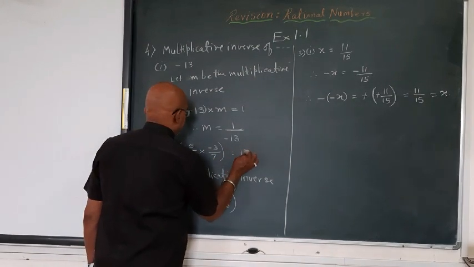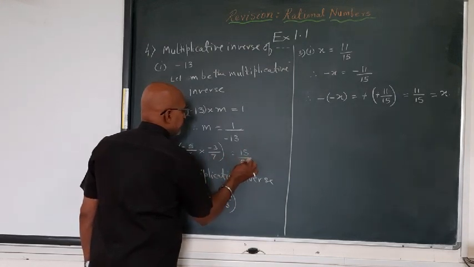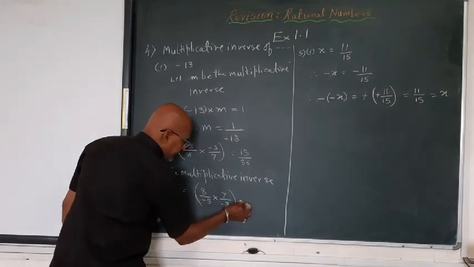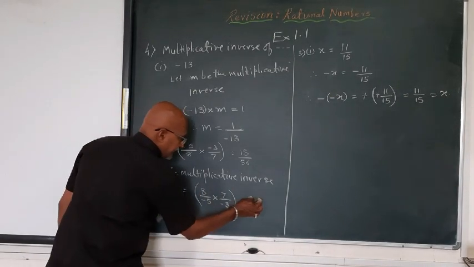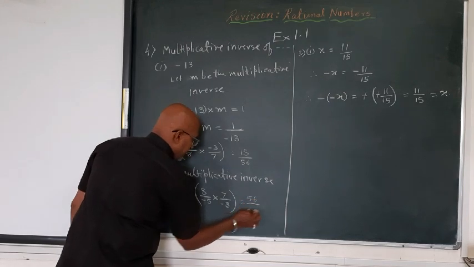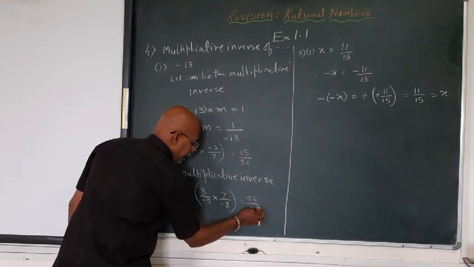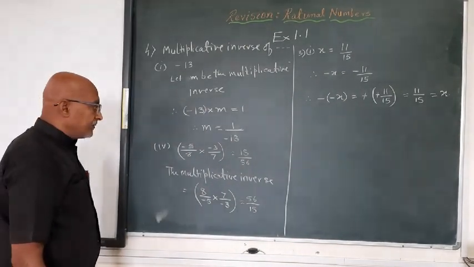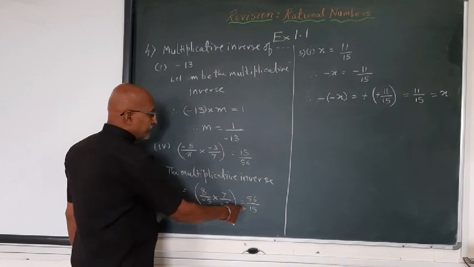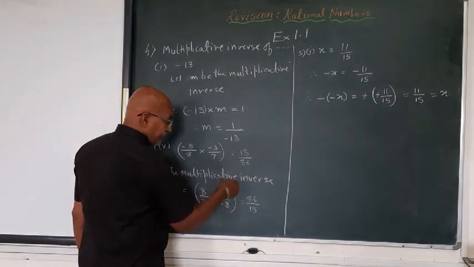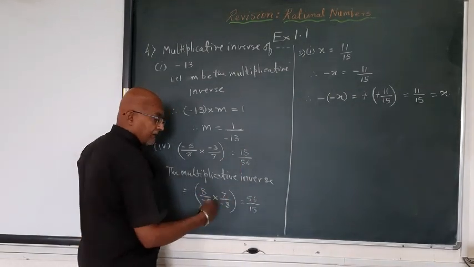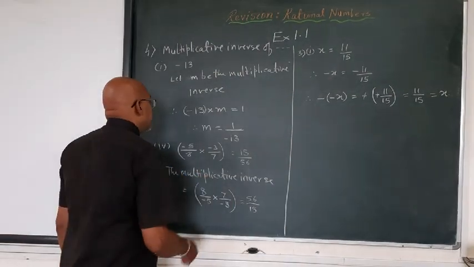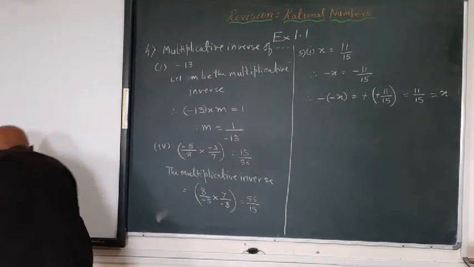So 15 upon 56, and here we get 56 upon 15. So see here, it is just the reciprocal, and reciprocal is nothing but the multiplicative inverse, because when you multiply these, 56 will be cancelled and 15 will also be cancelled, and we get the result as 1. So this is the fourth one.